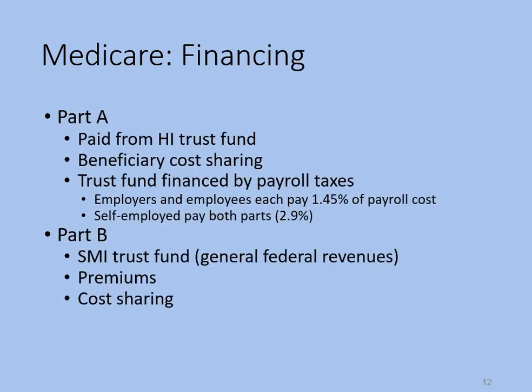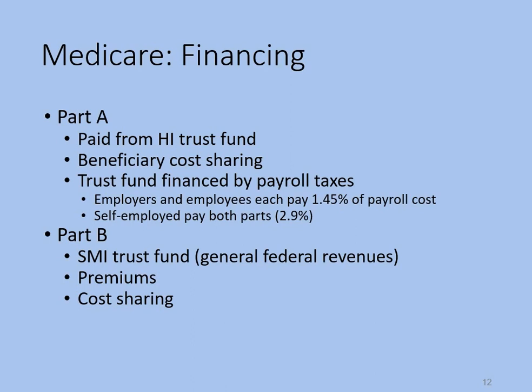Financing. Part A, paid from the HI Trust Fund. Beneficiary cost sharing. And the trust fund is financed by payroll taxes. Employers and employees each pay 1.45% of payroll costs. Self-employed, both parts, 2.9%. If you're self-employed, you still have to, like you have your own business, you have to pay both of these parts out of your own money.